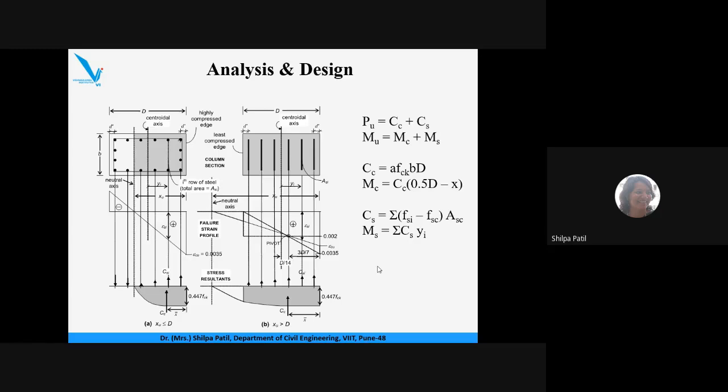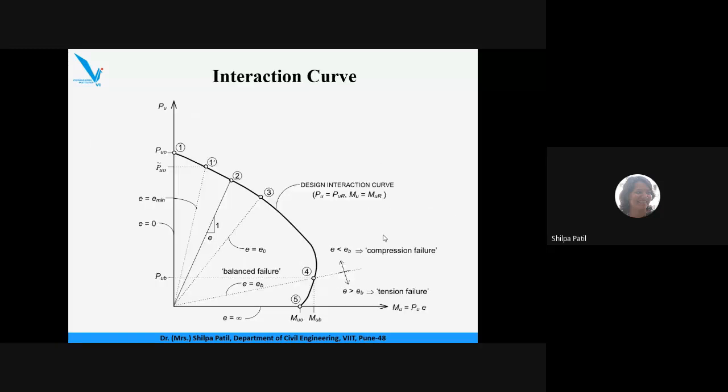And then, depending upon these forces, we need to find out the reinforcement. Okay, so in short, if you consider all these equations, making use of them when we do the analysis and design of columns becomes a very lengthy and complicated process. So to avoid all these complicated calculations and to save time, another concept has emerged, and that is by making use of the interaction curve.